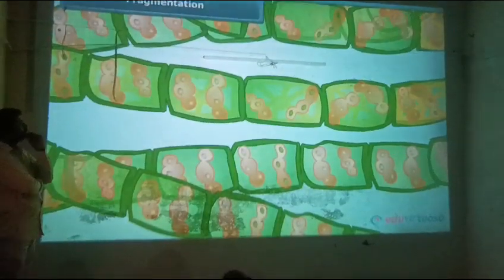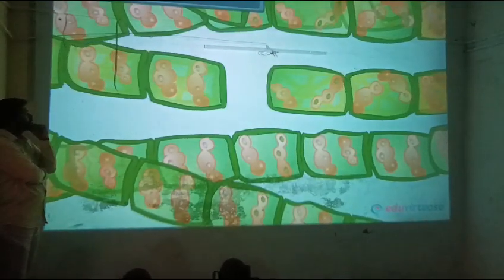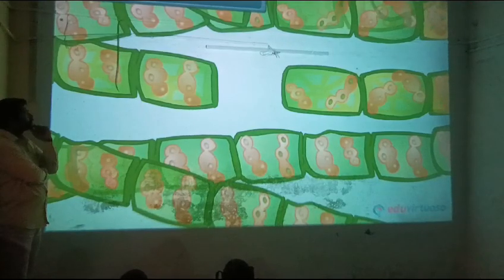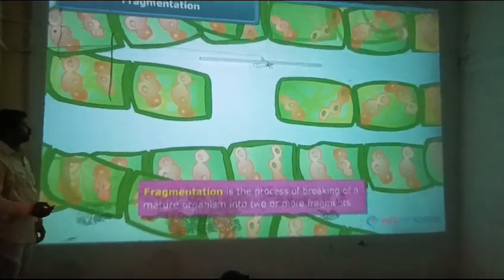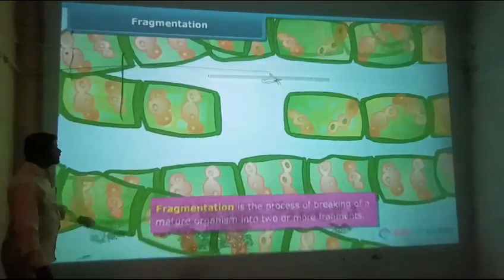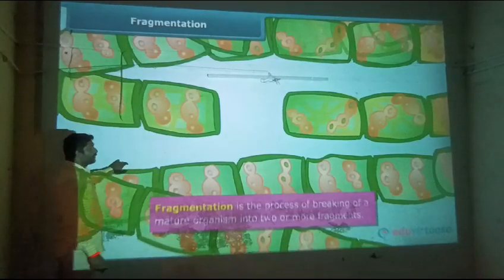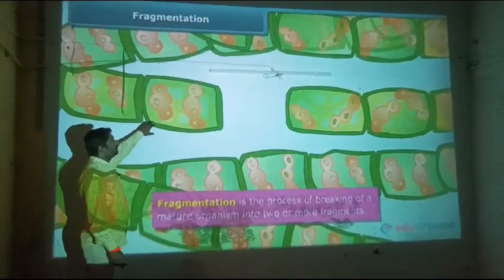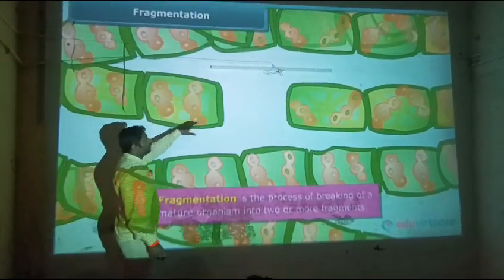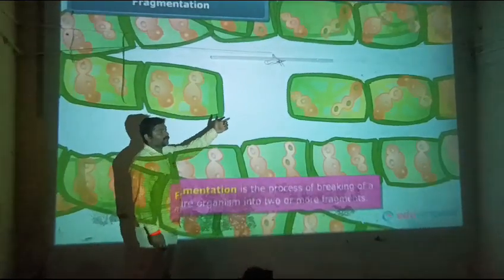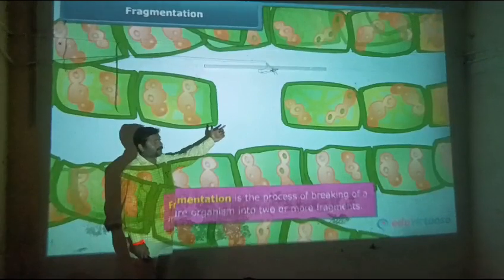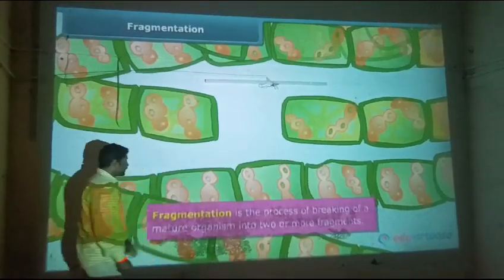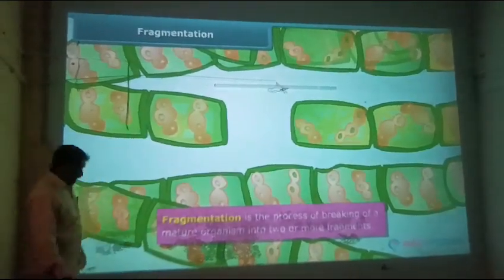Mature algae breaks up into small fragments, and these fragments grow into individuals. Fragmentation is the process of breaking of a mature organism into 2 or more fragments. This is the fragmentation process. Each cell divided into 2 different parts, and furtherly they grow as individual parts of the whole.